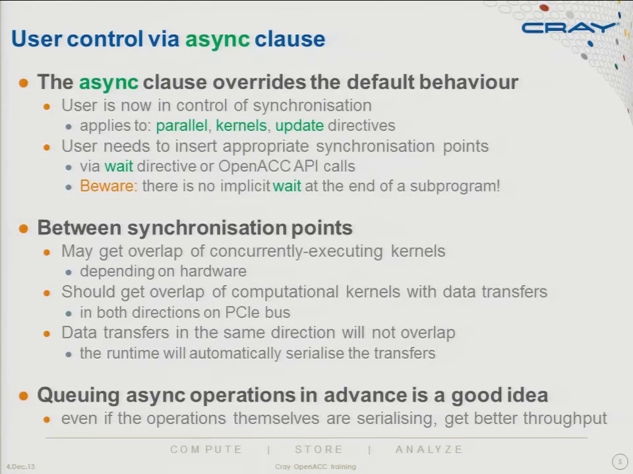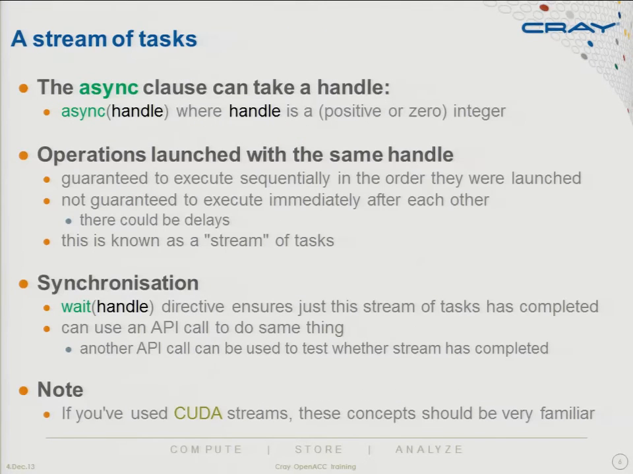Even if these operations are serializing, if you say copy A across, copy B across, then copy C across in separate directives, making them asynchronous is a good idea, because they're queued ready. As soon as the bus is free, the next one goes through. So it can be a good thing to do, even if there is some serialization because of the hardware. So that's one thing. That's where you say, I think these things can overlap. But quite often you want more control than that.